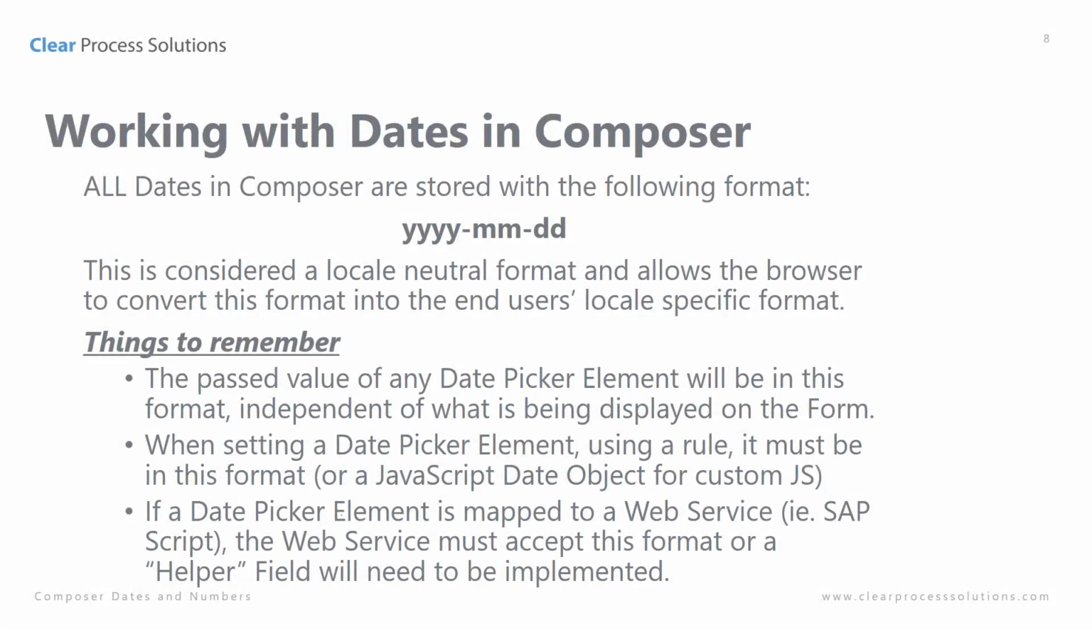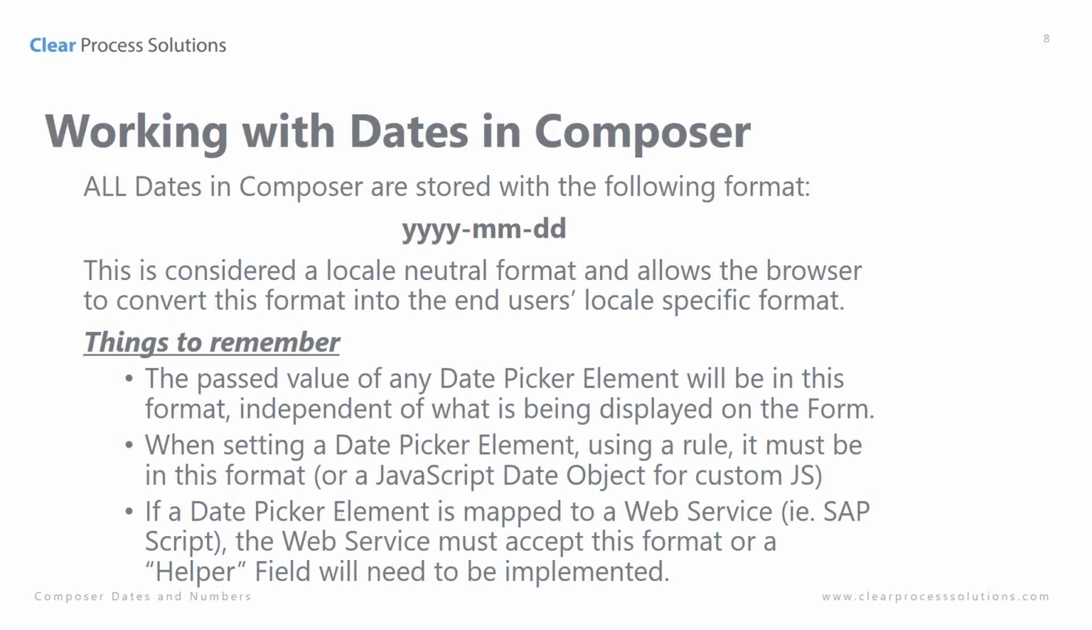So working with dates in Composer, we talked a little bit about that neutral format, and that in this case, it's the year, the month, and the day with dashes and a four-digit year. So this is what every date picker on a Composer form is; the internal representation is in this format. So independent of what locale you have, what formatting you have, this is the format that's going to be stored and used behind the scenes.